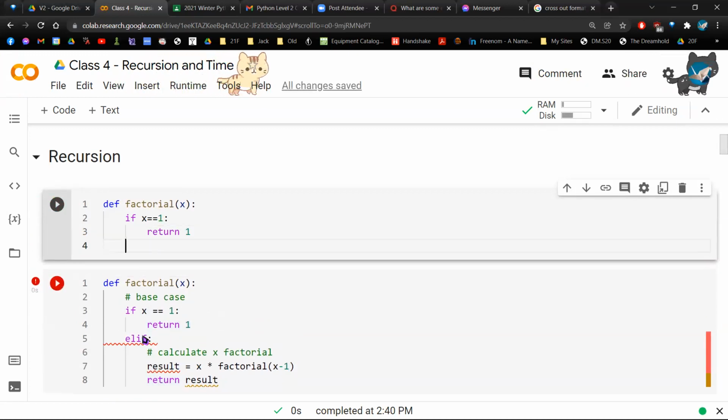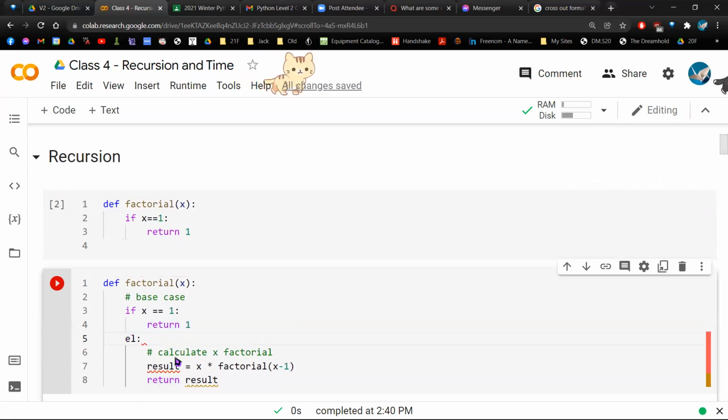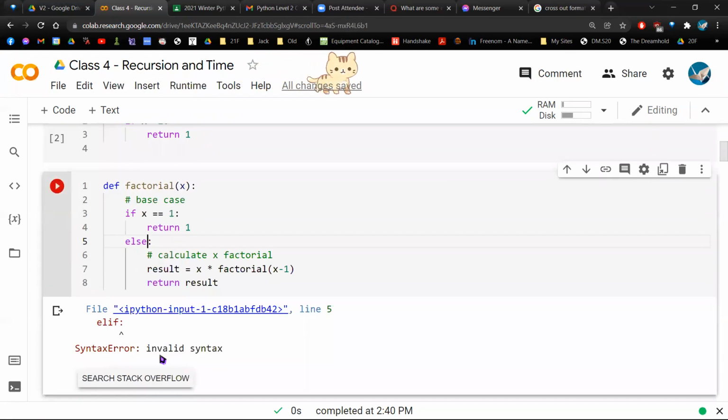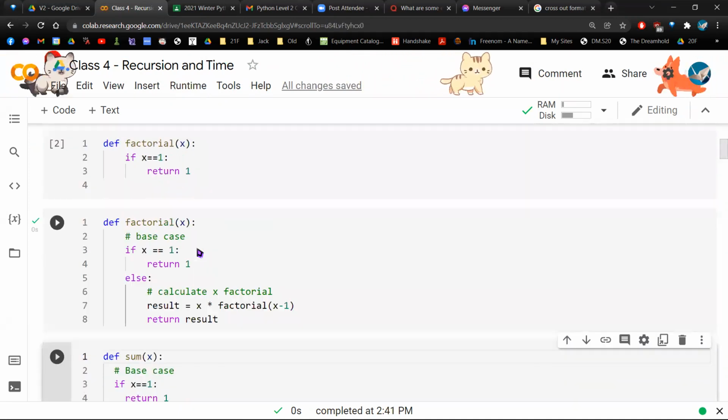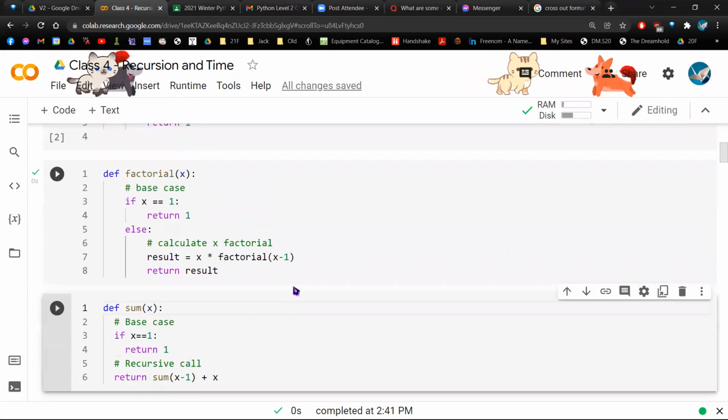Oh, my bad. I didn't want an elif here. I wanted an else because I didn't have a condition. It's just no matter what, if the first didn't run, I want an else. Sorry about that. So now it works.